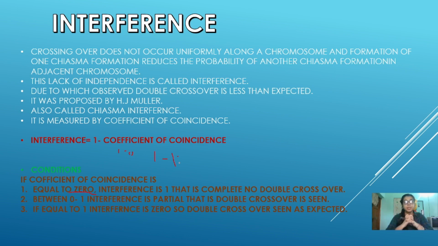So the double crossover will be seen as expected. Remember one thing: if the coefficient of coincidence is 0, interference is 1. If the coefficient of coincidence is 1, then interference is 0. Just the opposite. And remember, if interference is 1, it means it is complete, no double crossover will be seen. If the interference is 0, then double crossover will be seen as we have expected. This is a simple thing.